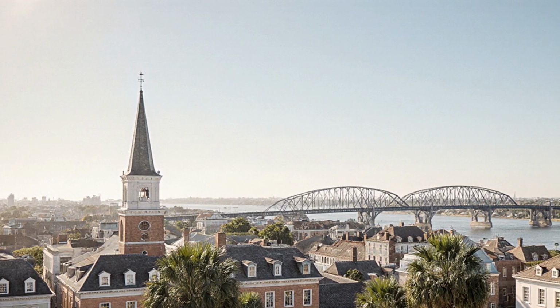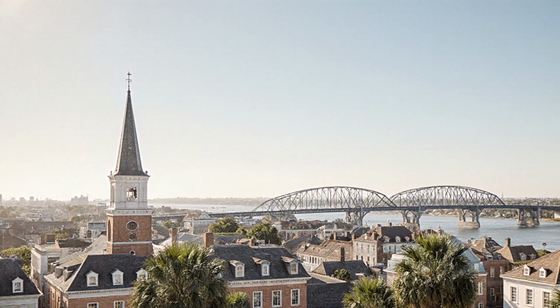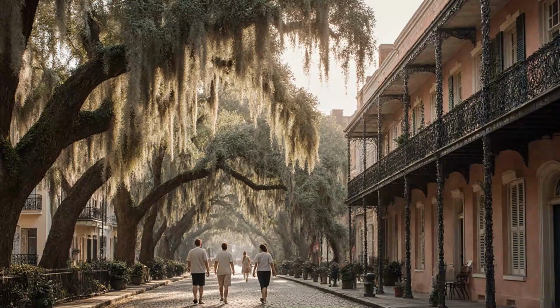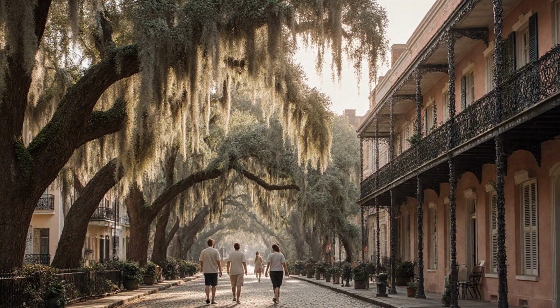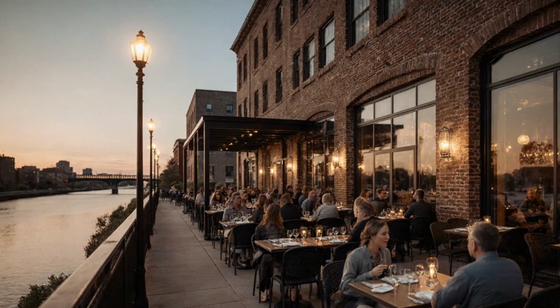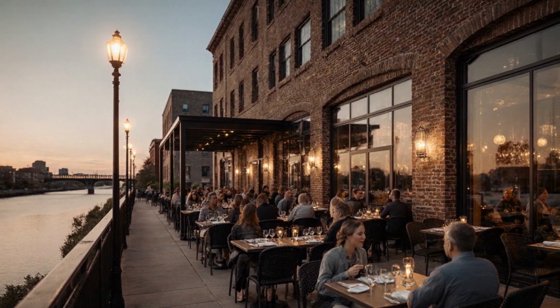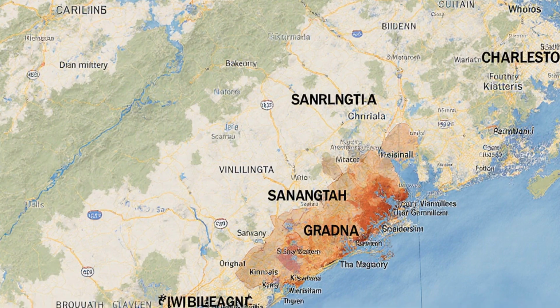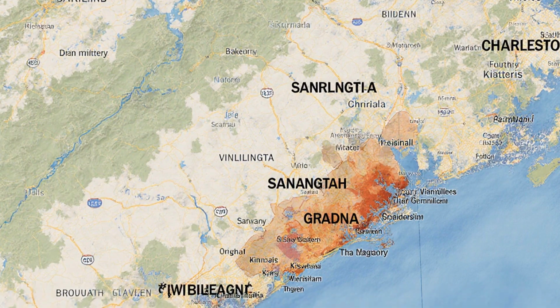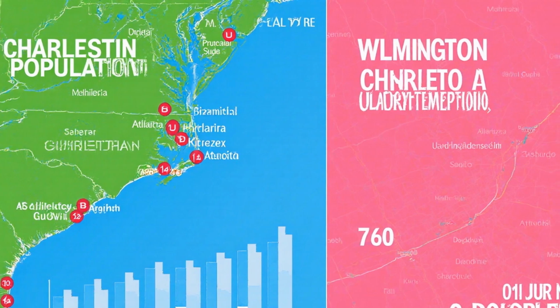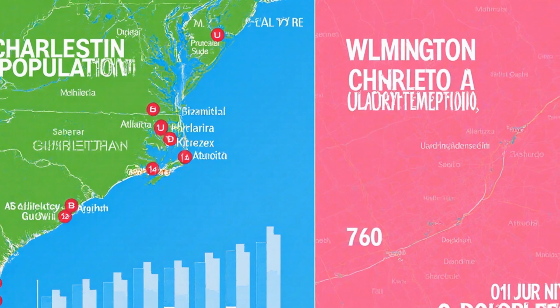Coastal cities like Charleston, Savannah, and Wilmington are popular tourist destinations. These cities are known for their rich history and cultural attractions. They offer a unique blend of historical charm and modern amenities. Despite their popularity, these cities have relatively small populations. Their populations are modest compared to major inland metropolitan areas.